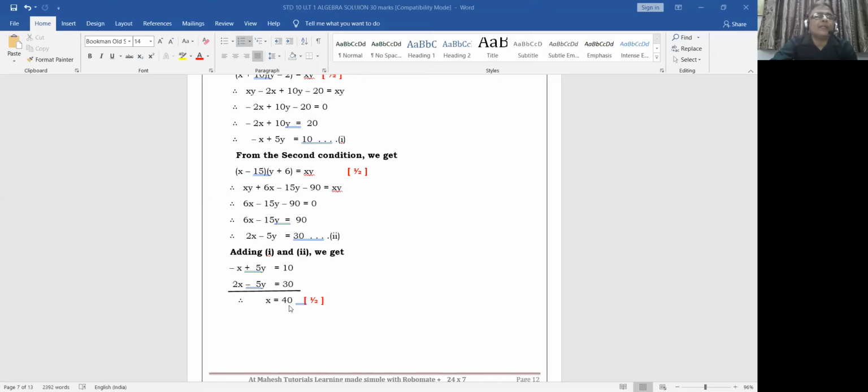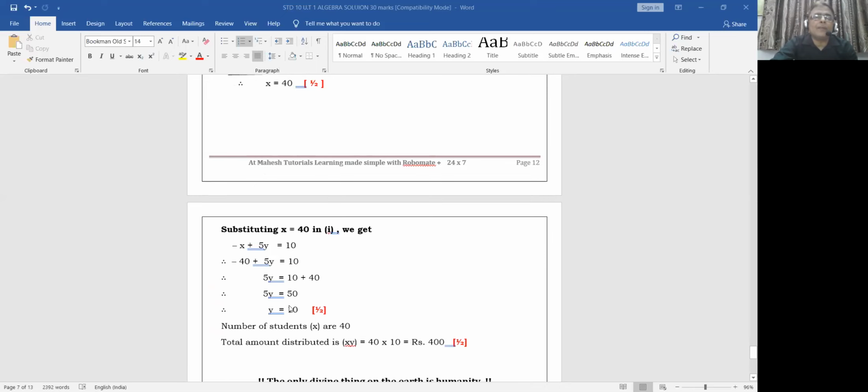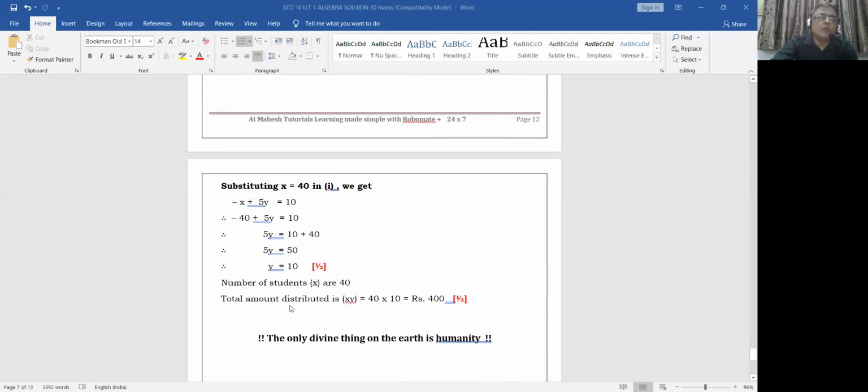Now substitute this X equal to 40 either in equation 1 or in 2. I will go with equation 1 because 1 is simpler. If you substitute in 2, then also it is fine. So after substitution, I'll get the value of Y as 10. What is the value of X we got? We wrote in the very first step, number of students. So the number of students X is 40, and the total amount distributed is XY, which is 40 into 10, which is equal to 400.